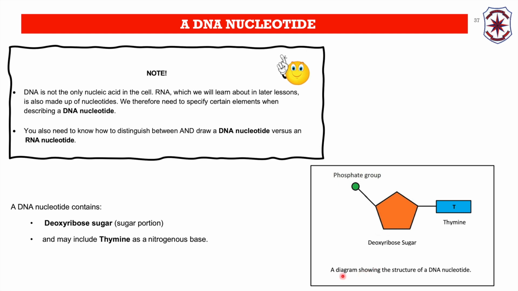Okay, so look at the title or the heading of this nucleotide. A diagram showing the structure of a DNA nucleotide. So a DNA nucleotide would consist of a deoxyribose sugar, specifically deoxyribose, and it may contain thymine as a nitrogenous base. Okay, so it may be adenine, it may be guanine, it may be cytosine, but thymine is only found in DNA nucleotides, not in RNA nucleotides. All right.